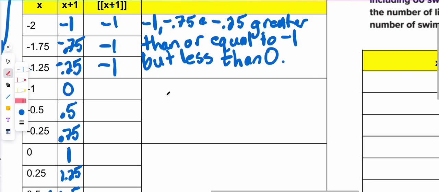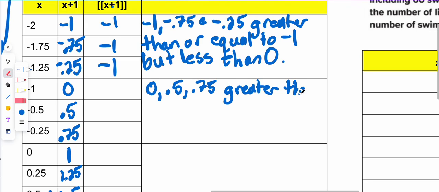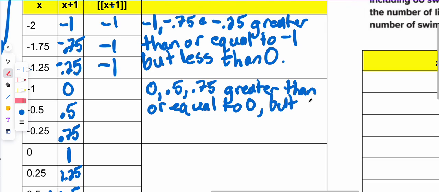For the next one, if I look at 0, 0.5, and 0.75, those are all greater than or equal to 0, but they're less than the next integer, which is 1. So that means all 3 of these would become 0 when I apply the greatest integer function.